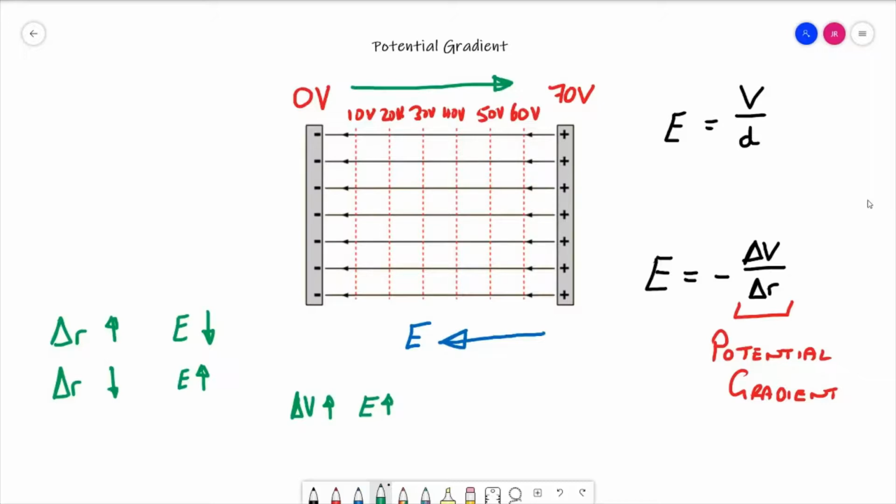On our diagram at the moment, we have a difference between two equipotentials of 10 volts. If we were to keep the diagram exactly the same, but increase that delta V to 20 volts every time, then the numbers would very soon become 20, 40, 60, 80, 100, 120, 140. We've doubled the potential difference between the two plates, and therefore we must have doubled the electric field strength between the plates as well.